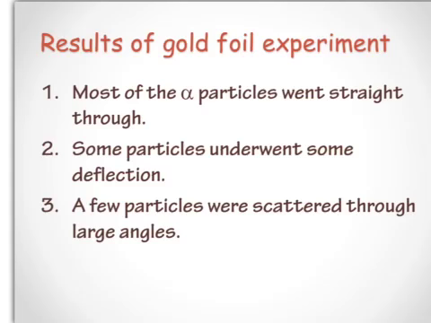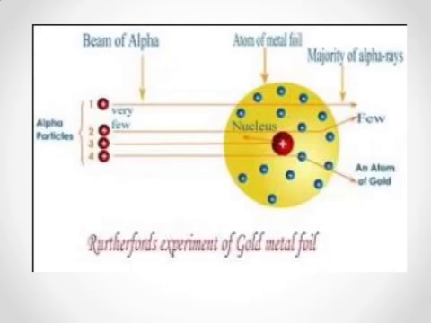Results of gold foil experiment. There are 3 main results. Make sure you memorize them for exam purposes. The first one says most of the alpha particles went straight through. Second, some particles underwent some deflection, in other words, through some small angles. Number 3, a few particles were scattered through large angles.